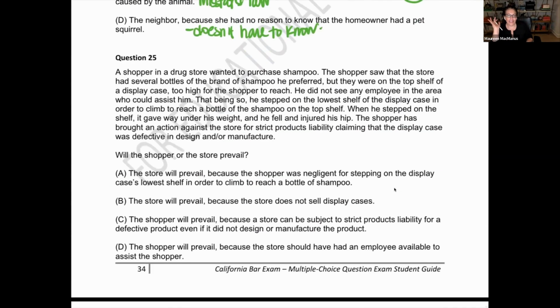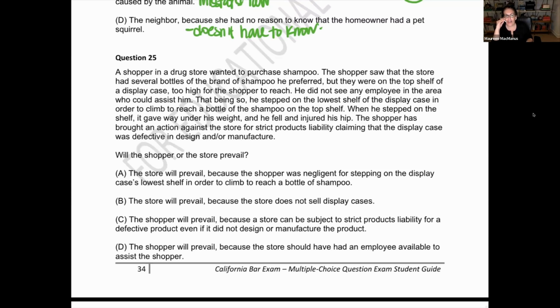All right, last question here. So will the shopper or the store prevail? A shopper in a drugstore wanted to purchase shampoo. The shopper saw that the store had several bottles of the brand of shampoo he preferred, but they were on the top shelf of a display case too high for the shopper to reach. He did not see any employee in the area who could assist him. That being so, he stepped on the lowest shelf of the display case in order to climb to reach a bottle of the shampoo on the top shelf. When he stepped on the shelf, it gave way under his weight and he fell and injured his hip.